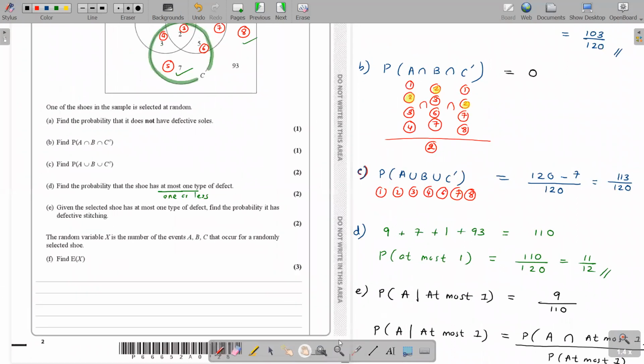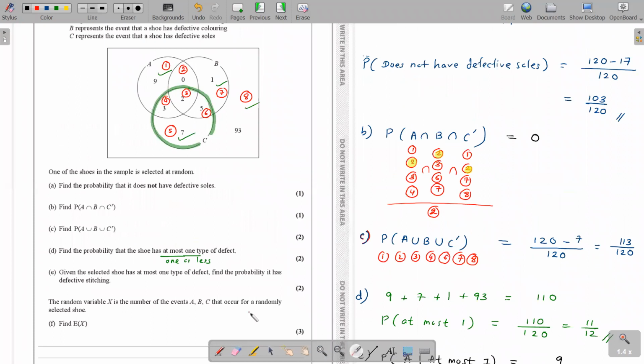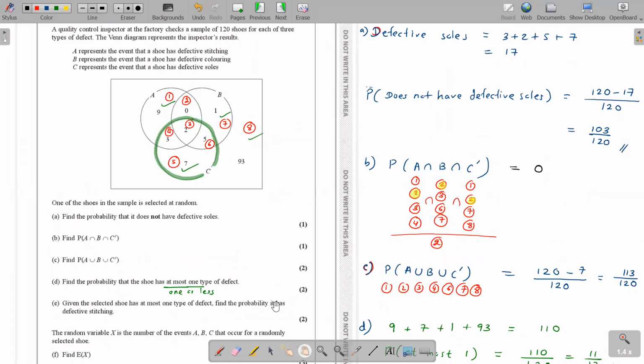Next part: the random variable X is the number of the events A, B, C that occur for a randomly selected shoe. Find EX. Read the question again. The random variable X is the number of the events A, B, C. What do you mean by the number of the events A, B, C? A, B, C represent the defects, right? So the number of the events A, B, C means the number of the defects. The events A, B, C represent the defects in the shoes.